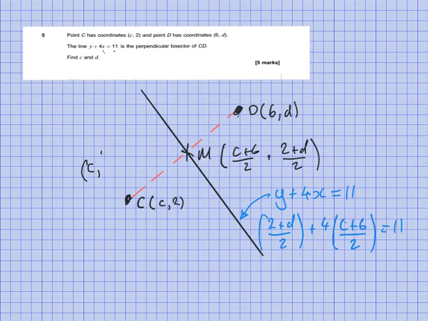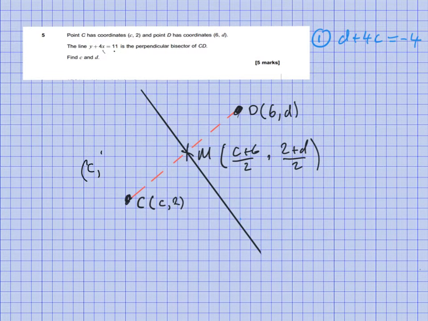Okay, let's expand and simplify that. I'm going to times through by 2, so I'll get 2 plus d plus 4c plus 24 equals 22. So d plus 4c equals, take away 26, I get minus 4. Okay, I've tidied that up and put that up there. I'm going to clear this bit so that we can do another calculation.